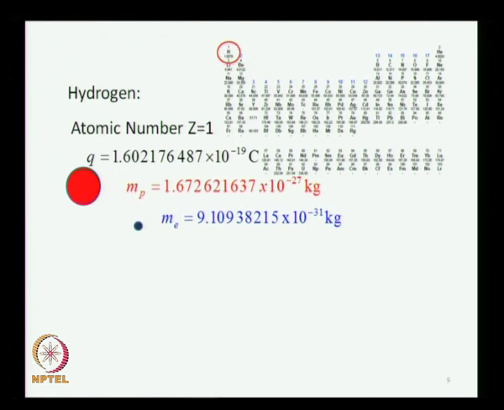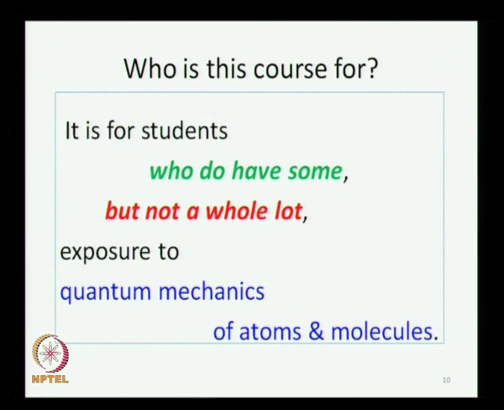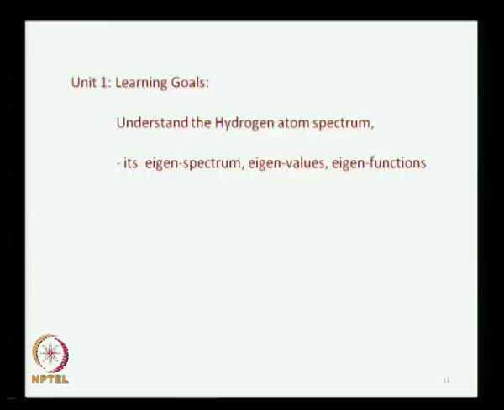So we begin with the simplest of all the atoms, the hydrogen atom. 1 electron, 1 proton. This is the simplest thing that you can think of. It is a 2-body system, and essentially we will discuss the symmetry and quantum mechanics of the hydrogen atom in the first unit. Now this course is meant for those of you who have some exposure to quantum mechanics, not necessarily a whole lot, which is why we are doing the hydrogen atom again, but some exposure to quantum mechanics is certainly assumed.